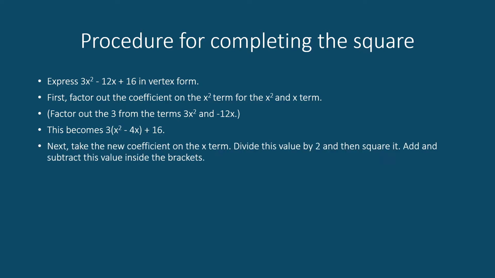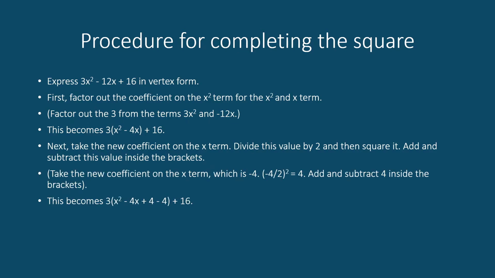Next, take the new coefficient on the x term, divide this value by 2 and then square it. Add and subtract this value inside the brackets. The new coefficient on the x term is negative 4. Dividing that by 2 and squaring it gives us 4. So we should add and subtract 4 inside the brackets. Doing that gives us 3 bracket x squared minus 4x plus 4 minus 4 close bracket plus 16.